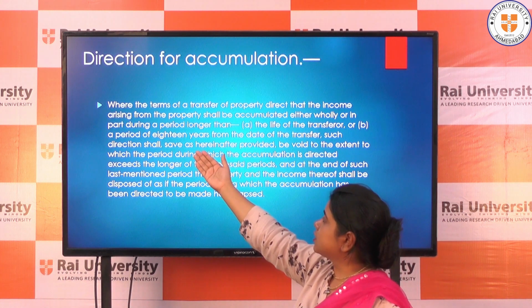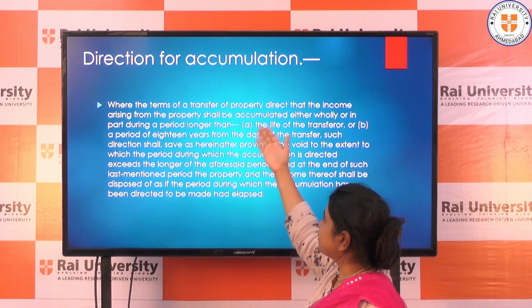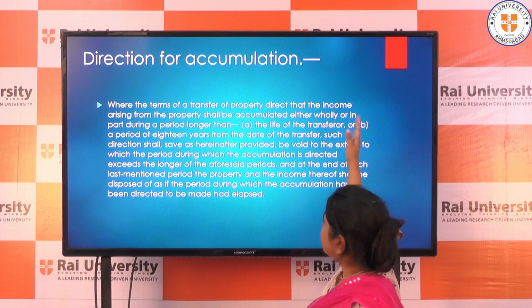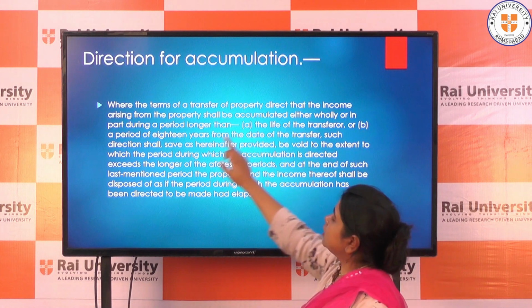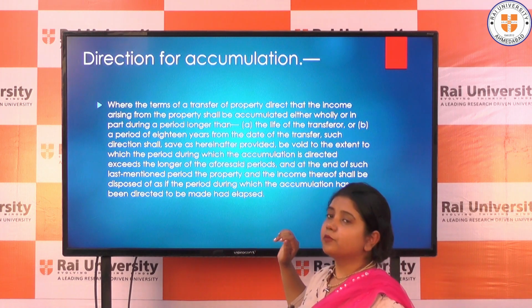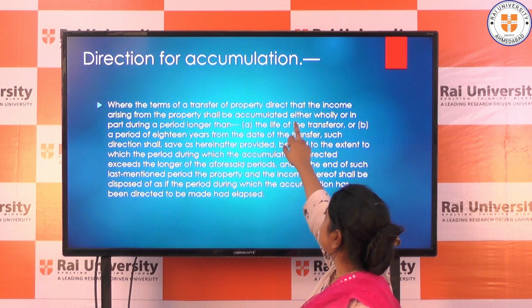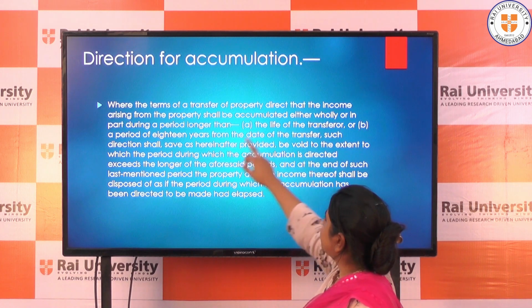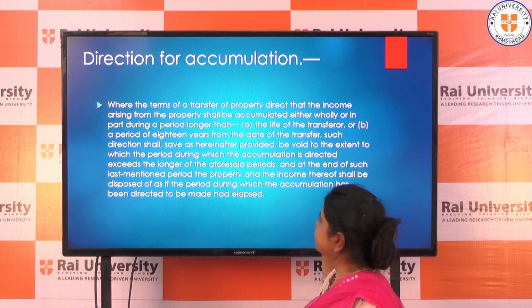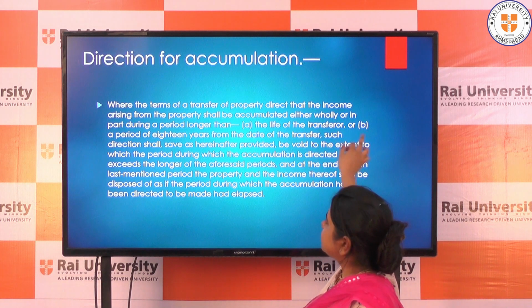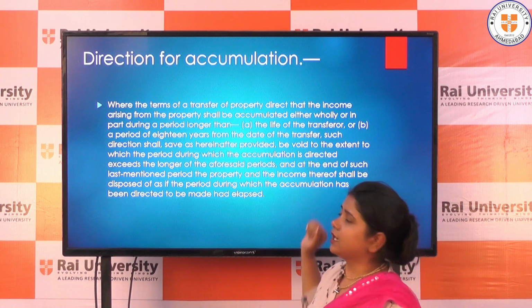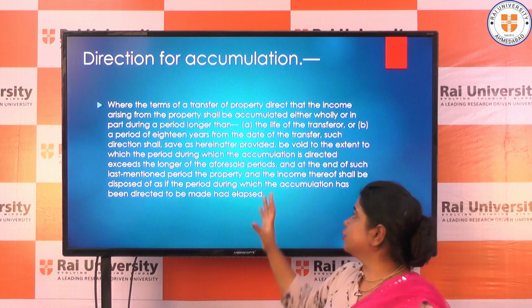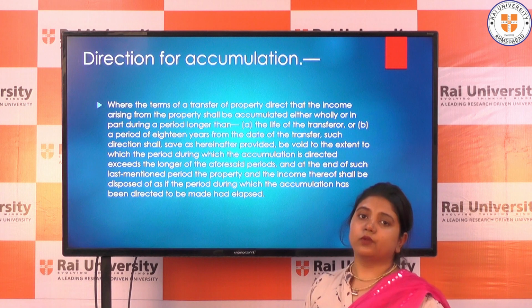So this section deals with a case where the terms of the transfer of property direct that the income arising from the property shall be accumulated either wholly or in part during a period longer than the life of the transferor or the period of 18 years. Whichever is the maximum, that accumulation right will continue.